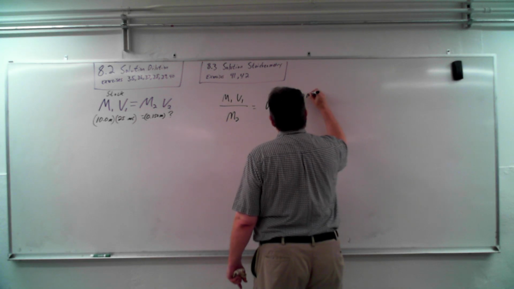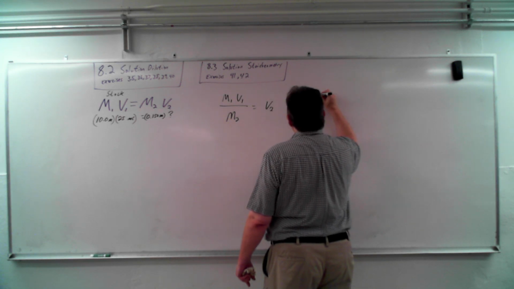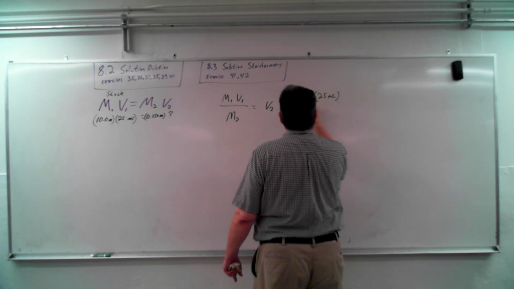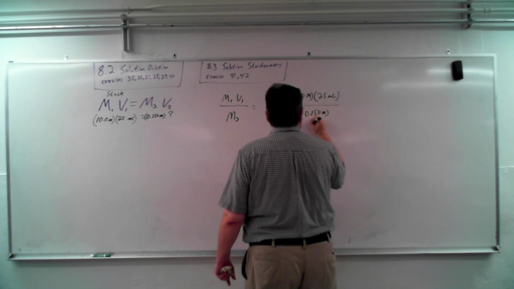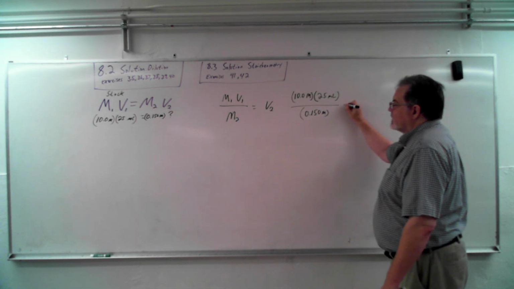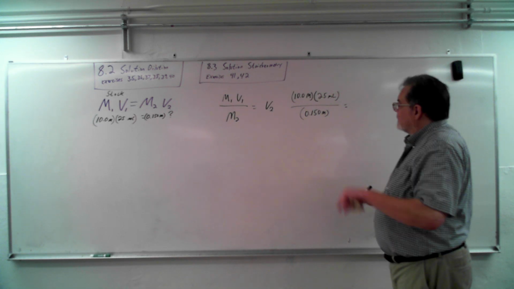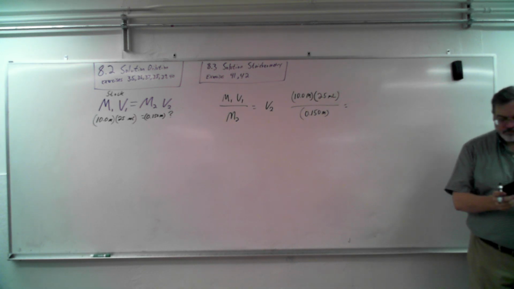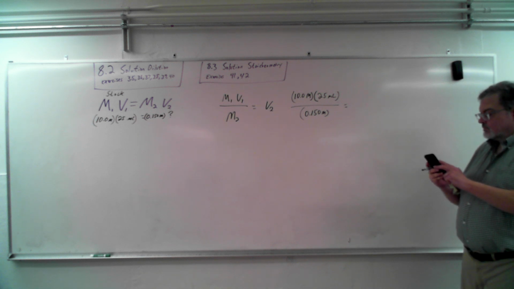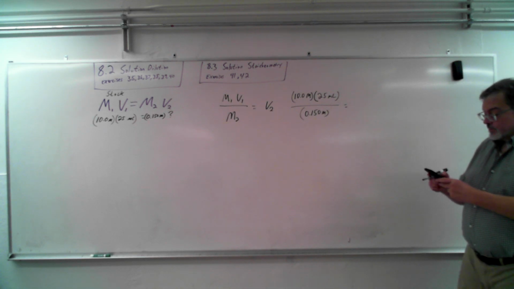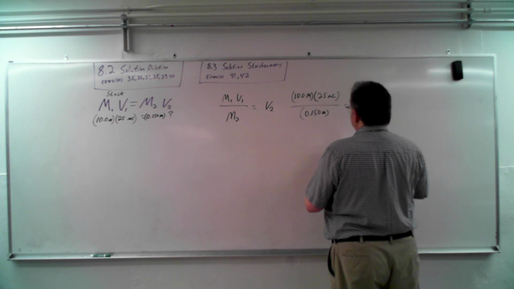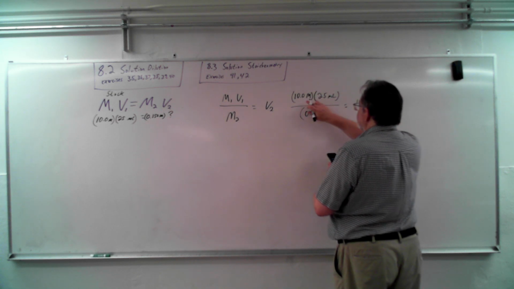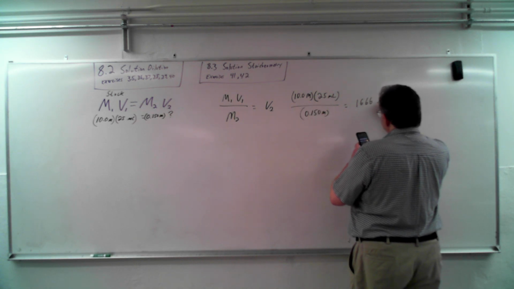M1 is 10.0 molarity, 25 milliliters, and 0.150 M. The M's cancel and will be in milliliters, and I'll just leave it like that because it didn't ask for liters. And that should do it. Times 25 divided by 0.150. My calculator says... 10 molar, and you want to really dilute it a lot, so yeah, I guess that makes sense.